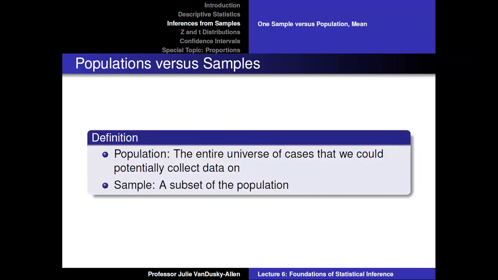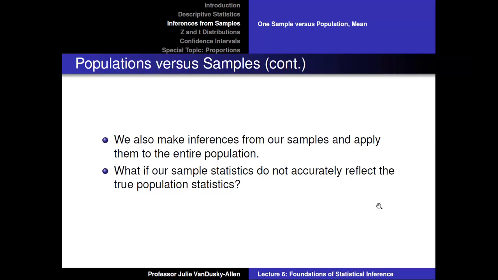Now I'm going to talk to you about the differences between population statistics and sample statistics. A variable's population is the entire universe of cases that we could potentially collect data on. But normally we do not work with populations. It would be impossible to identify every single potential case to collect data on. Instead, we normally work with samples, which are a subset of the population. When we work with samples, we make inferences from our samples and apply them to the entire population of cases.